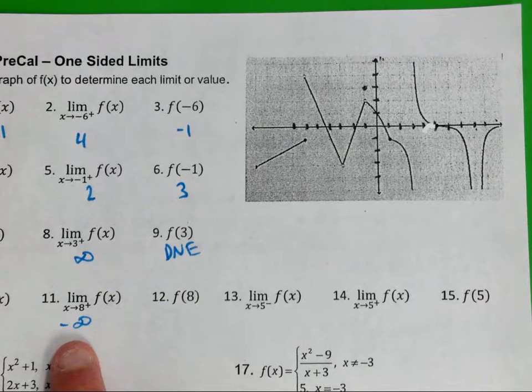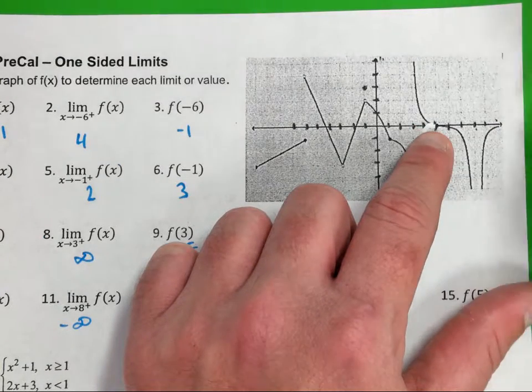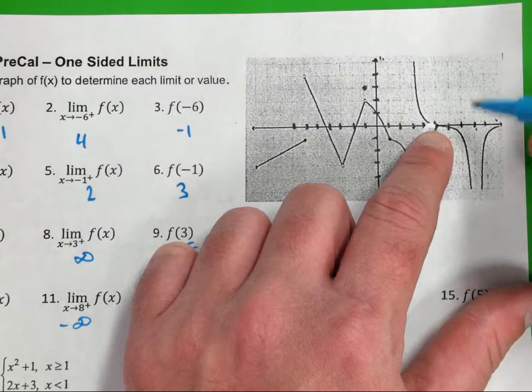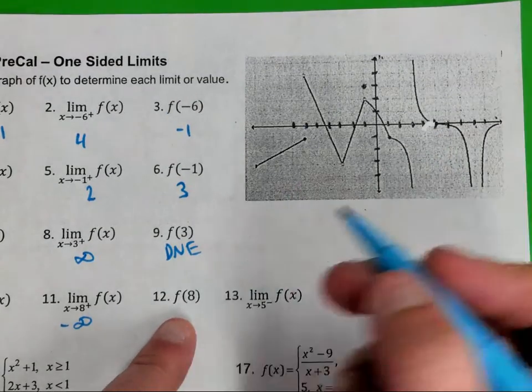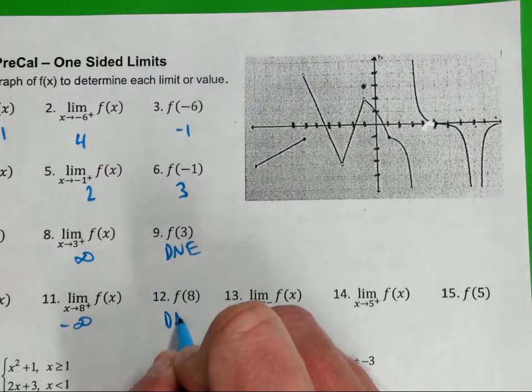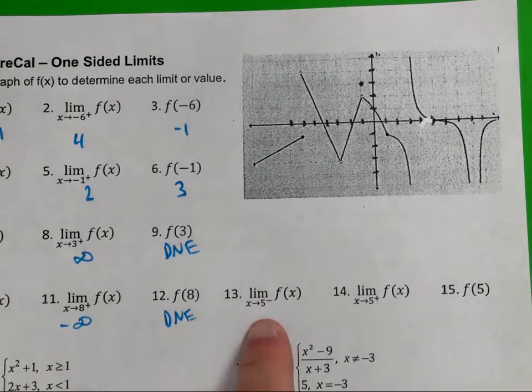Because they're both approaching the same value. Does that make sense? Okay, look here. From the left, this thing is going straight down, isn't it? From the right, it's going straight down. There's an asymptote right there. Yeah. What is f of 8, guys? Does not exist.